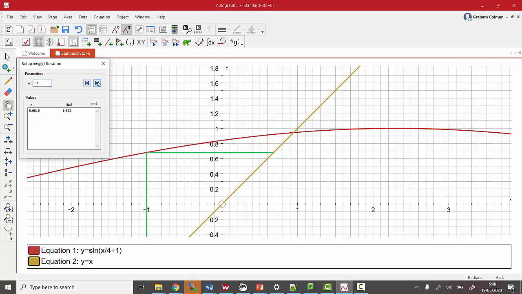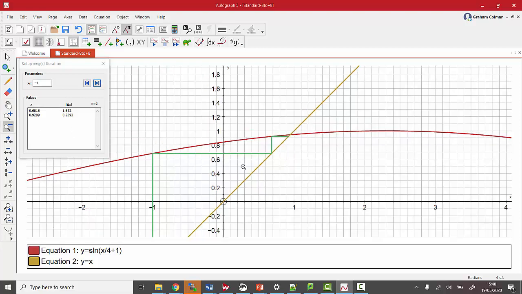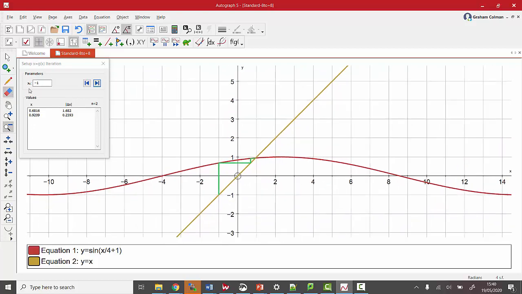That probably wasn't the best example to start on, so let me try out a different starting value. What if we start with -1? I can see that we're going up to the curve, across to the line, up to the curve, across to the line, and it's also zooming in on that intersection there. Okay. The question itself was all about starting with the value 0.5. So that's how that would look there.